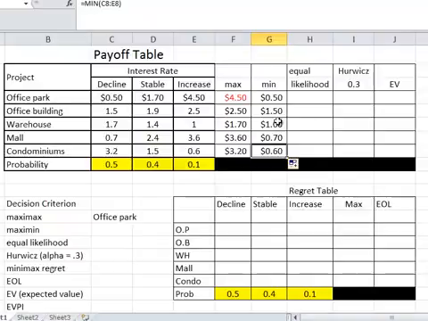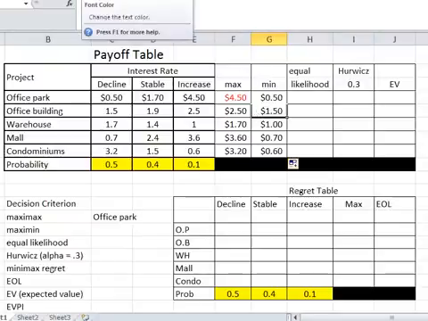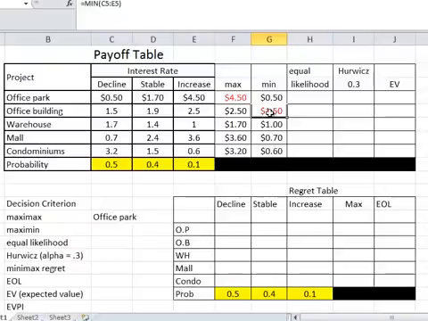Once we find the minimum payoff of each decision involved, next we are going to maximize it. And we're going to see which decision gives us the maximum value among the 5 payoffs we got earlier. It is also pretty obvious. It's $1.5 million. This value is associated with our project office building. So the best investment based on the maximin decision rule is going to be office building.